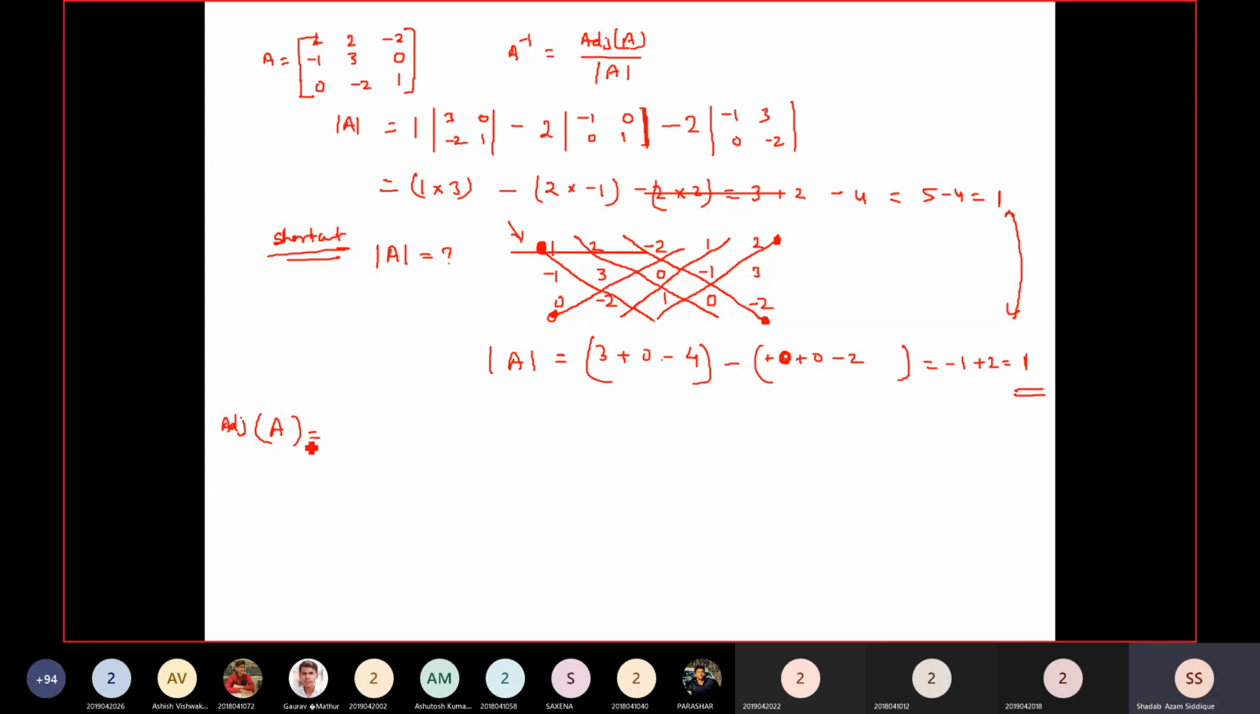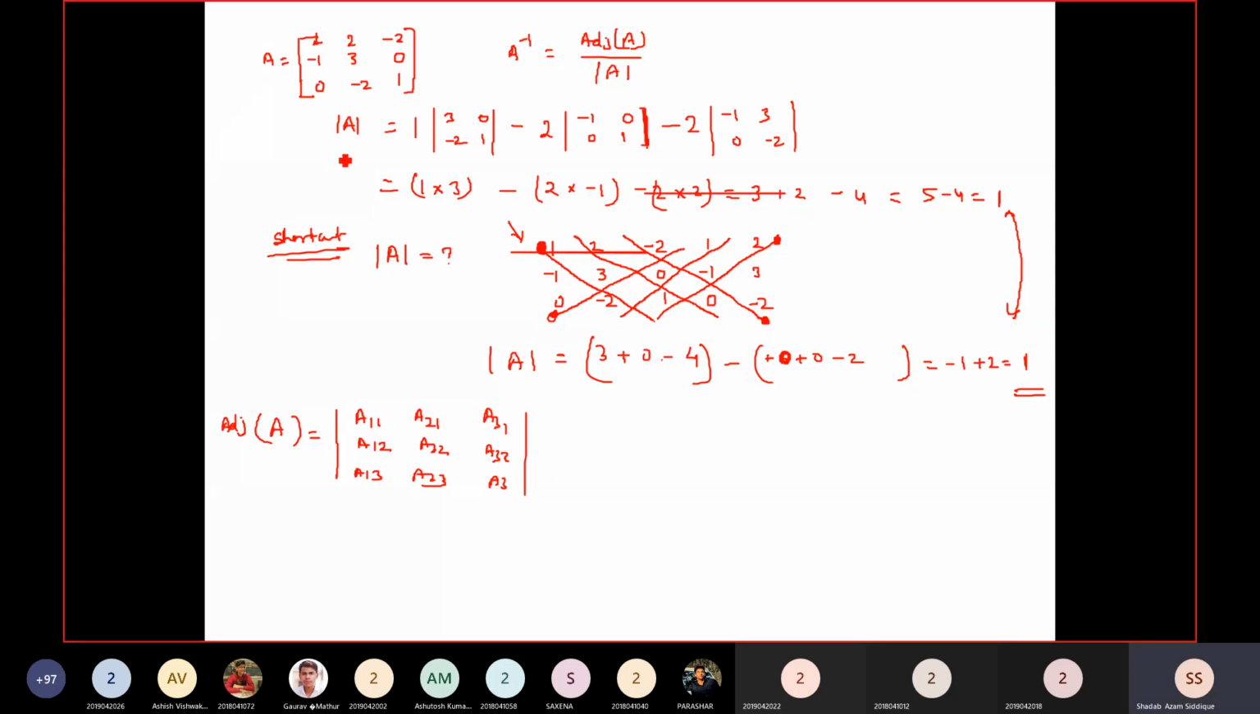Now you can see the adjoint can be written here. Adjoint of A is written as capital A11, next is A12, A13. Now this is A21, A22 and A23. Next is A31, A32 and A33. So try to find and write it down.